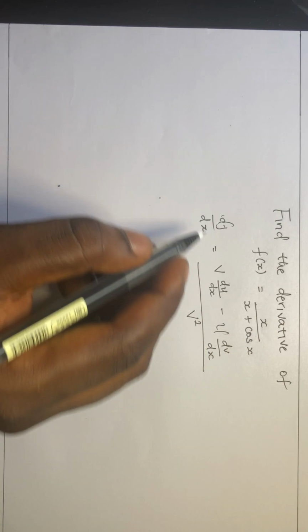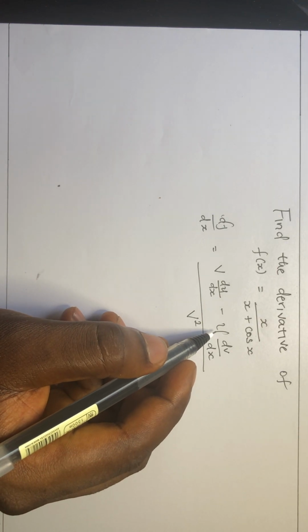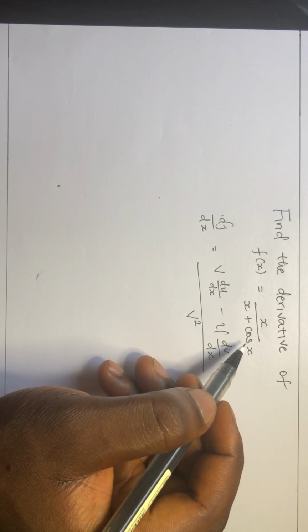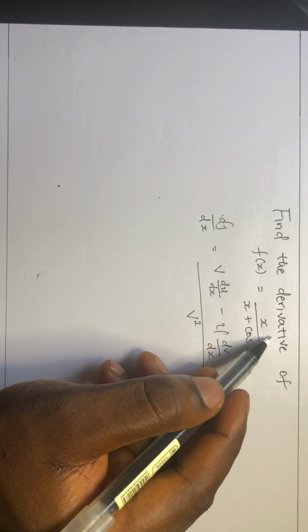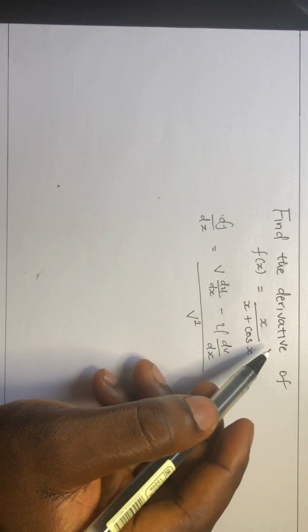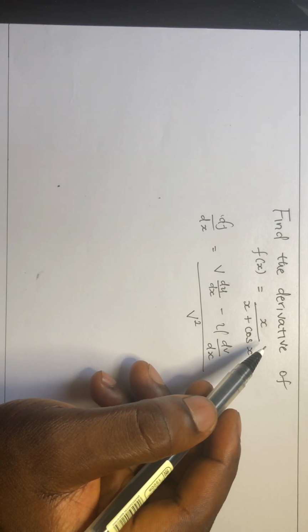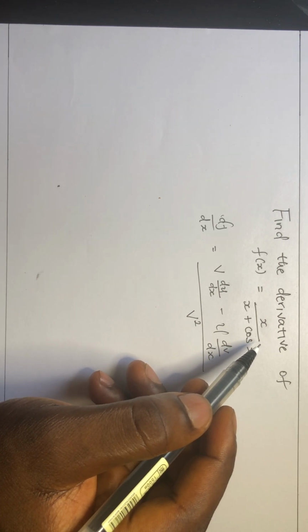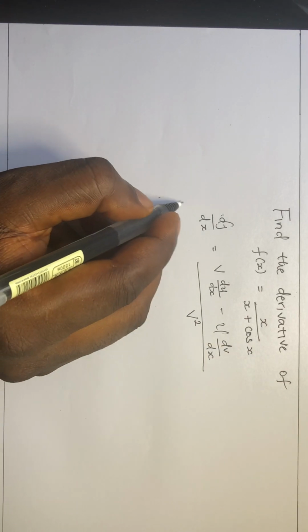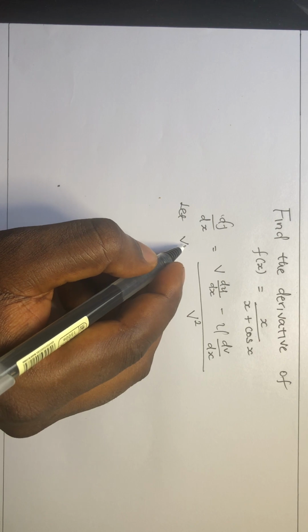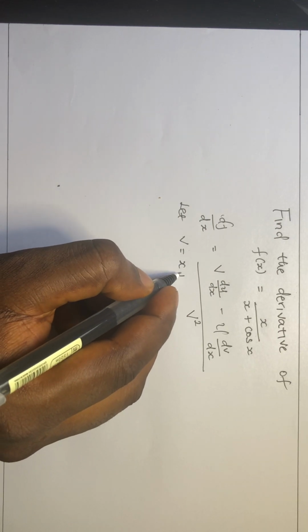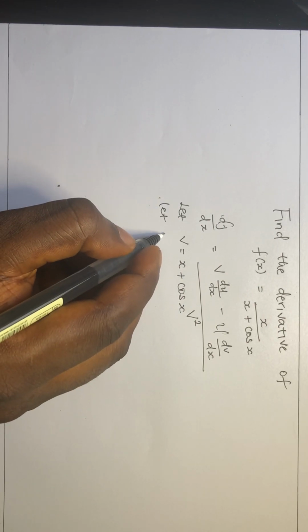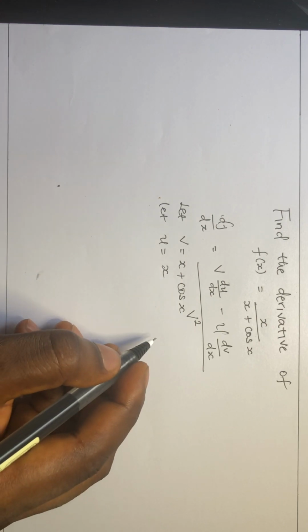And then we have these variables v and u, which will represent the numerator and the denominator. Now we can choose v to represent the numerator or choose u to represent the denominator. Whichever the case may be, any one you are choosing, just be consistent with the one you are choosing to avoid mistakes. So let v be equal to x plus cos x, and let u be equal to x.